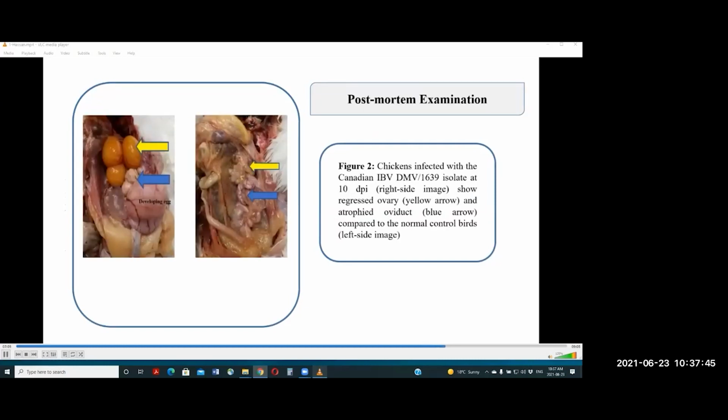During post-mortem examination that was done at 5 days post-infection, there were no obvious gross lesions in the reproductive organs of both infected and control groups. But at 10 days post-infection, 2 birds in the infected group showed ovarian regression and atrophied oviduct, as shown here in the image at the right side, compared to normal reproductive organs in all birds in the control group, as shown here in the image at the left side.